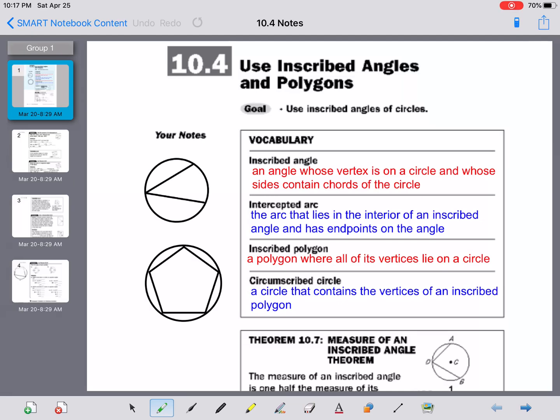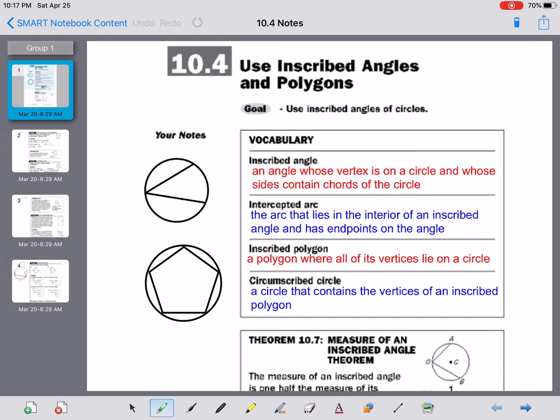10.4, use inscribed angles and polygons. Once again, we're in a circle, and we're going to do a new type of angle today in a circle. Our angle today is called an inscribed angle. And remember, we had the word inscribed earlier, and it's actually back in our notes again today, so this is going to be a familiar word to us that we're going to see often.